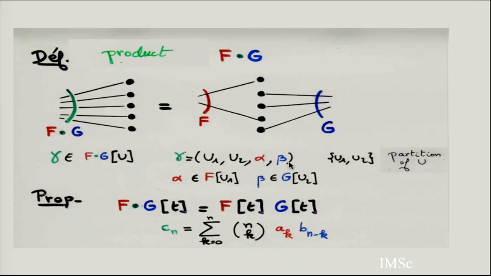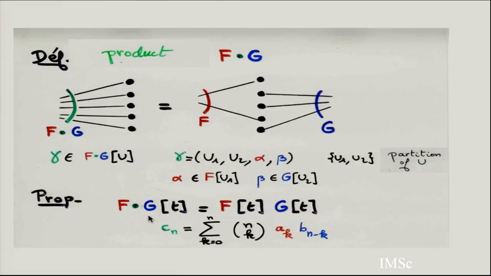And now I have alpha and beta. Alpha is an F structure on U1. So this is alpha. You see, on these 2 points, I put an F structure. And now on these 3 points, which is U2, I put a G structure. So you see, the structure of the product is this quadruple: a partition in 2 blocks, and on one block I put an F structure, alpha, and on the second block, I put a G structure, beta.